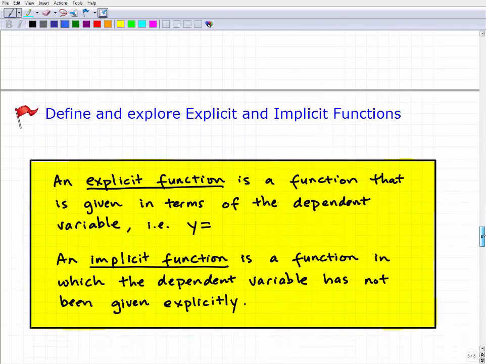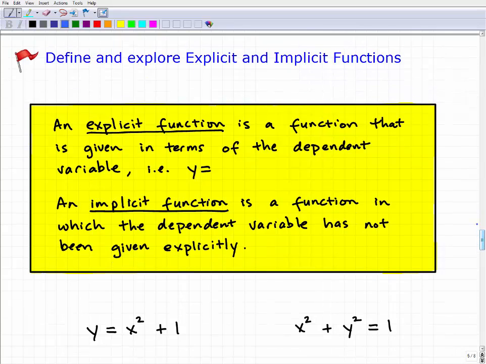All right, so let's go ahead and talk about the last thing here. This is not too complex, but again, we're going to be talking about a topic that we're going to see in calculus. So we want to define and explore explicit and implicit functions. This is pretty straightforward. Basically, an explicit function is a function that is given in terms of the dependent variable, i.e. y equals, or f of x is equal to, and then all your stuff's over here. It's basically what you're already used to when you see a function. We just never really called it anything else.